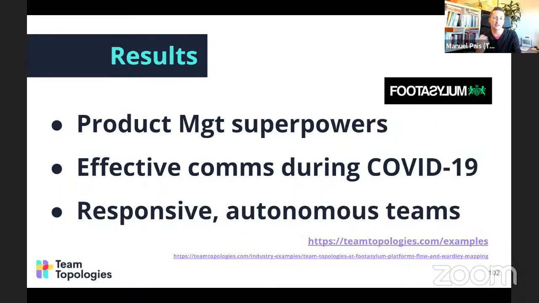And like I said, the key results that they said were helpful was this product management power to understand much better what the interactions between teams are that are going to be needed, and how do we check that we can deliver what we're trying to deliver, obviously in a quick time frame, right? That we can do that faster. It also helped clarify communications during the pandemic, and teams just feel more responsive and more autonomous.